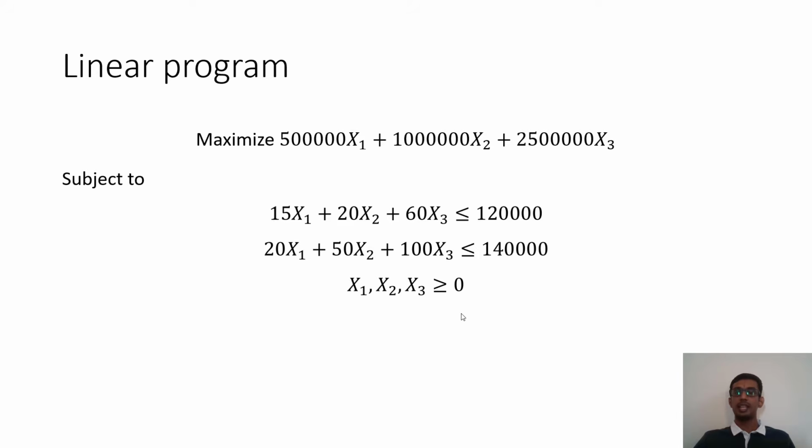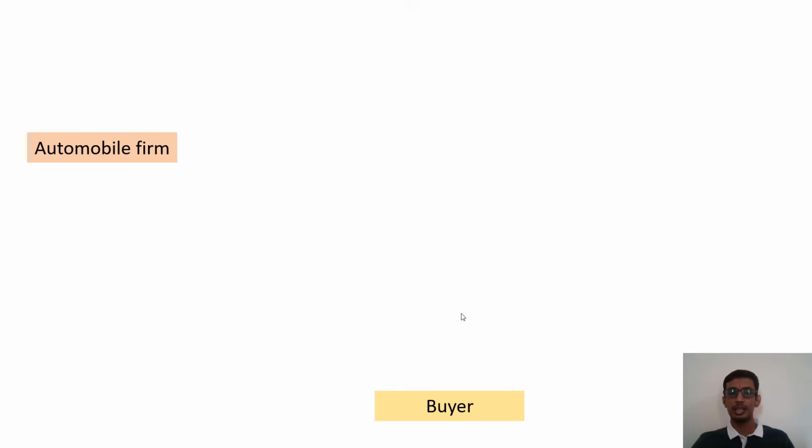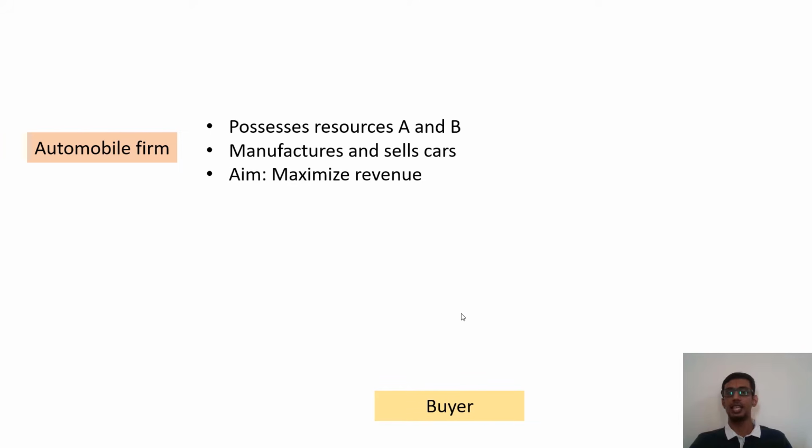Now let us delve a little deeper. You have an automobile firm and you are the automobile firm here. Suppose there exists another buyer in the market. That buyer is coming to you and telling you that they will purchase those resources A and B from you directly. So what are you doing here? You have resources A and B, and with those resources available, you are manufacturing and selling cars, with the aim of maximizing your revenue.